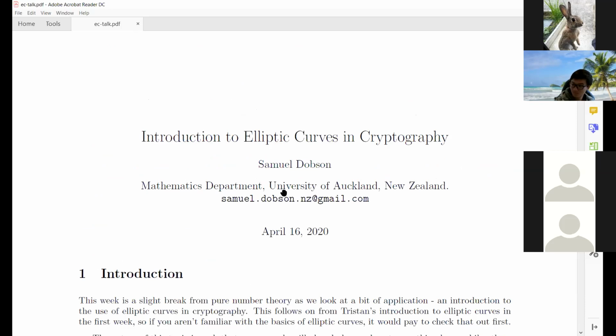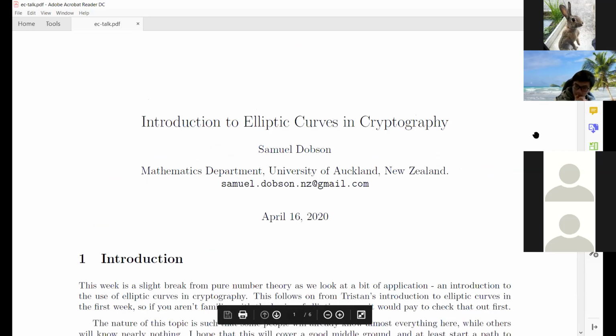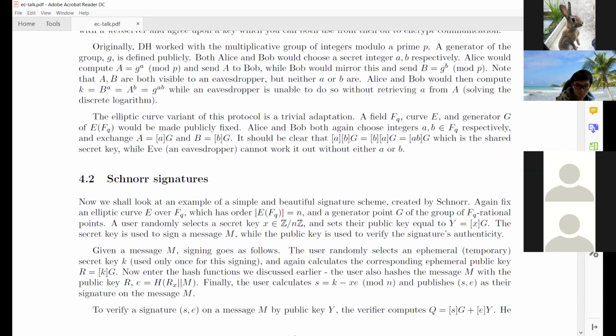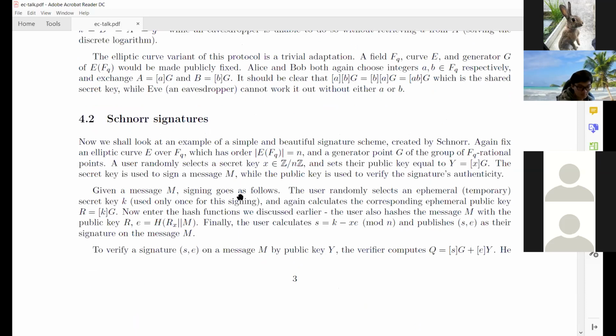Samuel, I have a question. Yeah? You were talking about this Schnorr signature. Can you move to that part? Yeah. So there's this permanent key, and the protocol is using some other ephemeral key. When it's assuming that this problem is hard and there is a permanent key, what is the requirement of this ephemeral key?